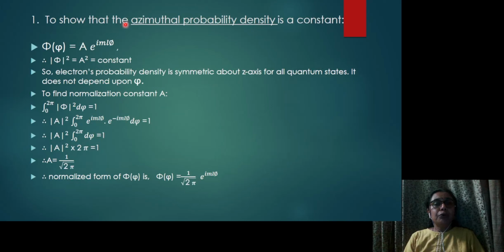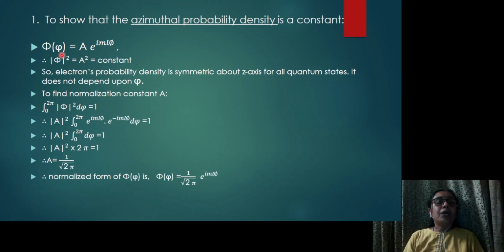Now one by one we are going to discuss all these three probabilities, that is the probability which depends upon the radial variation, the probability that depends upon the zenith angle theta, and the probability that depends upon the azimuthal angle phi. So first of all, because we know what the phi wave function is, let us first discuss the azimuthal probability density. We are going to show that it is a constant for the electron in the hydrogen atom.